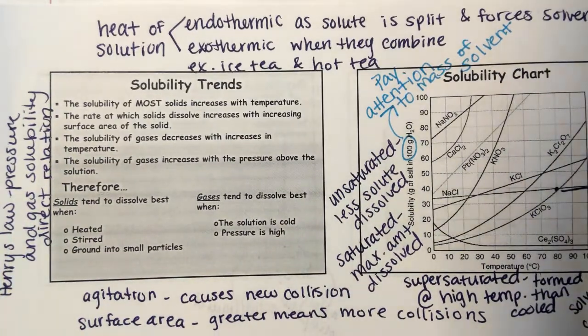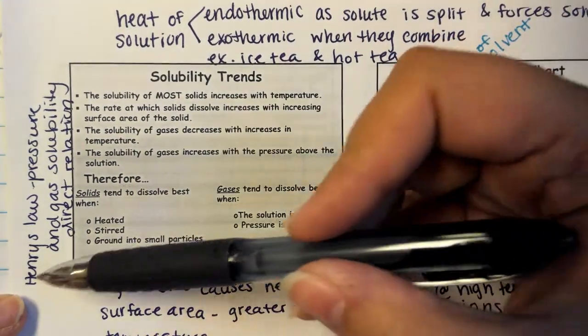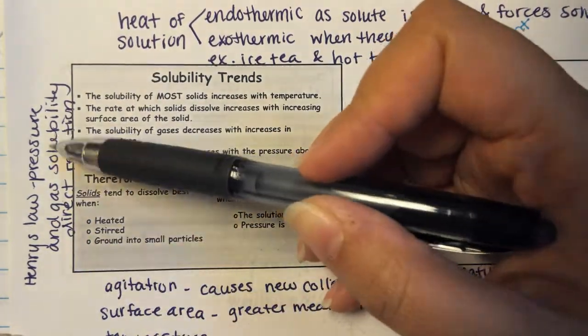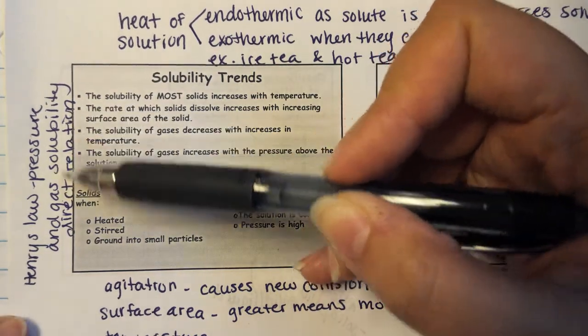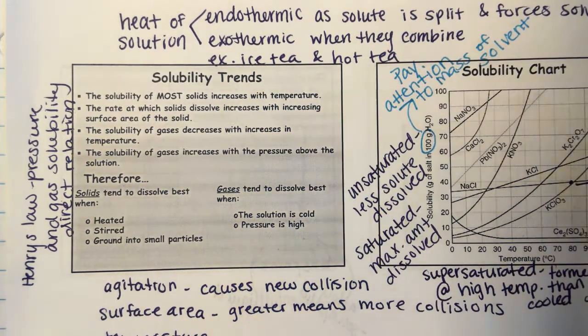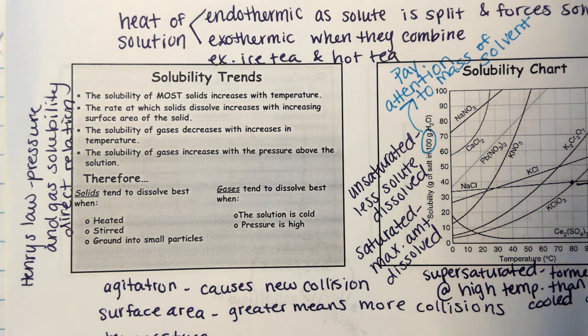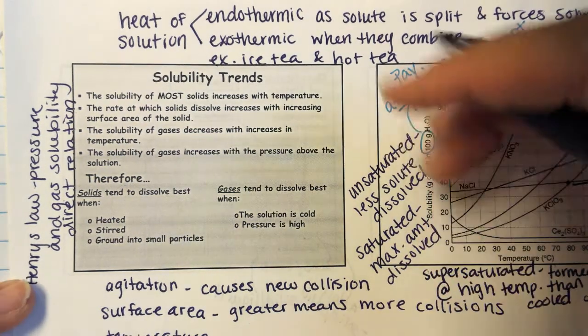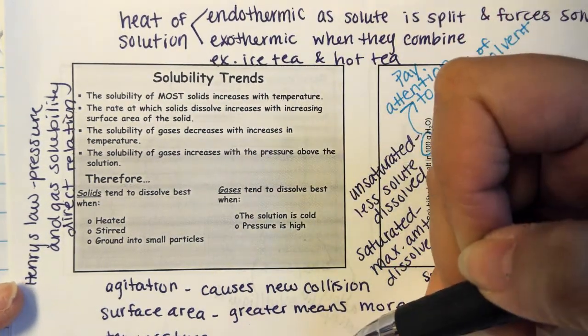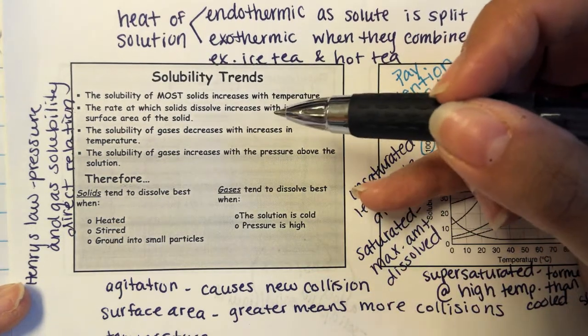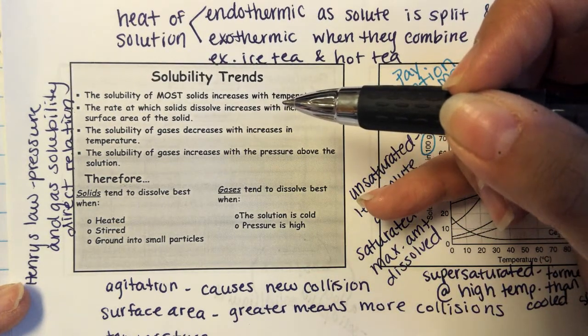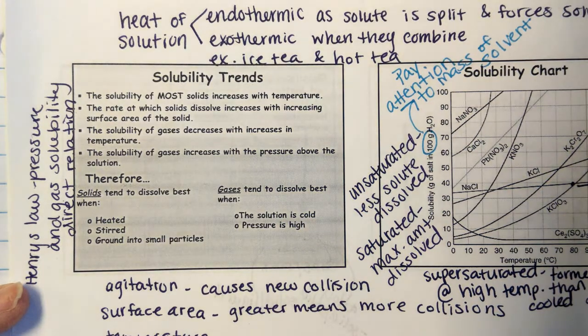So with solutes and solvent creating solutions, we look at overall solubility of substances, and there is a trend that relates. So we have something called Henry's Law that talks about how pressure and gas solubility have a direct relationship. We also have other laws or other concepts we look at, but in the end, these are the four main trends that we need to know for this class. One, the solubility of most solids increases with temperature. So I like to think of sweet tea.